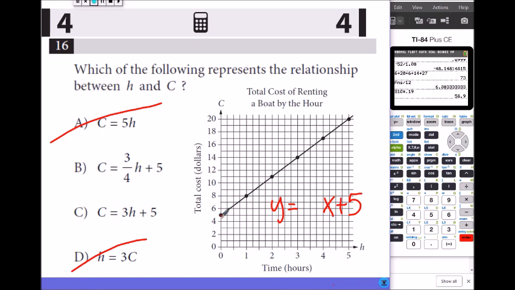So rise over run, right? Slope is rise over run. So it's 1, 2, 3 going up, and the run is not 4, 0 to 1 is 1. So slope is 3. So each hour, you have to pay $3 extra.